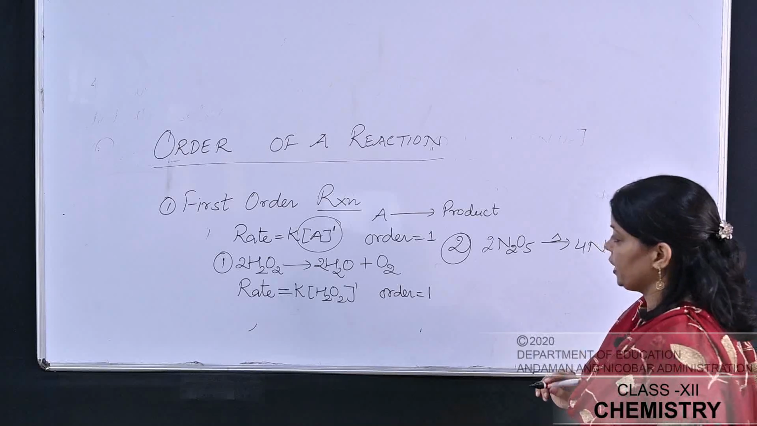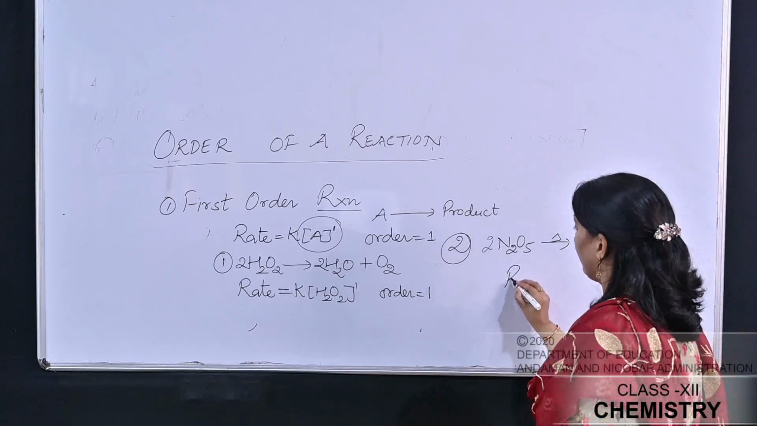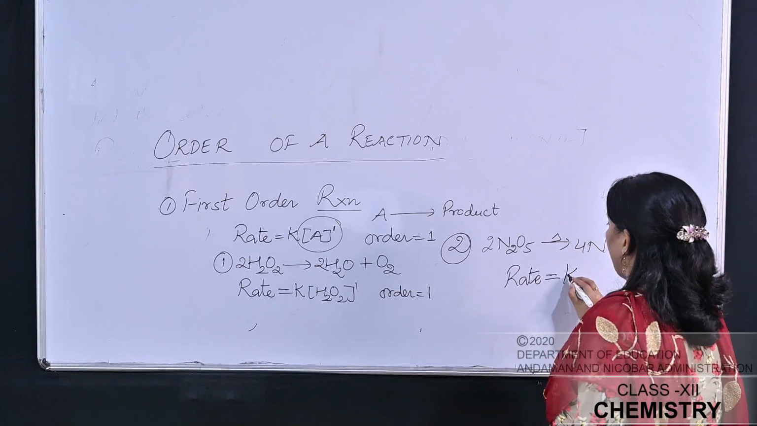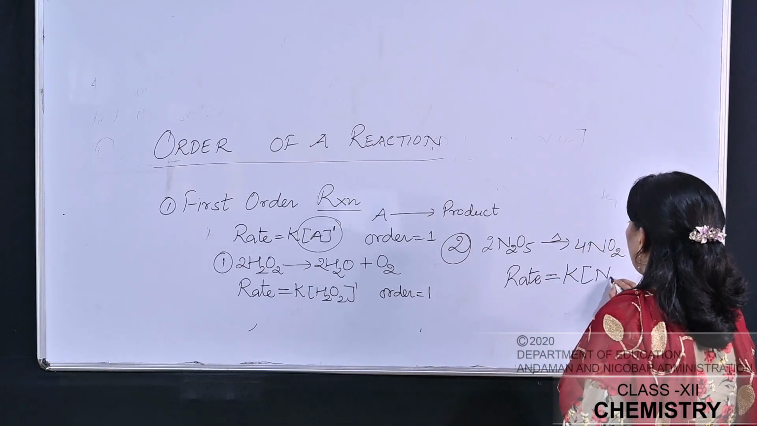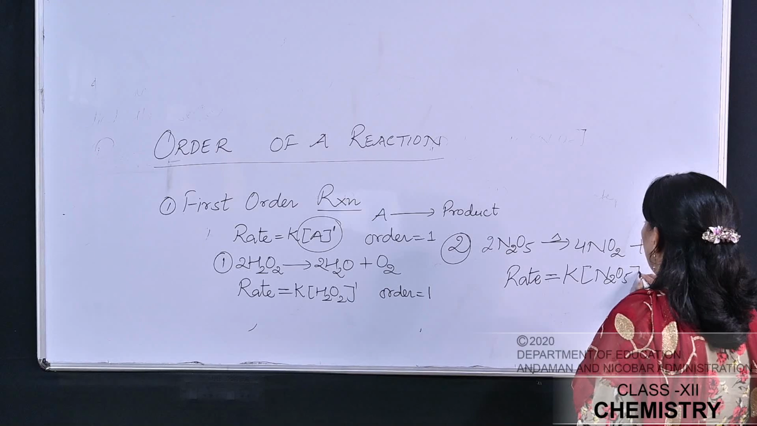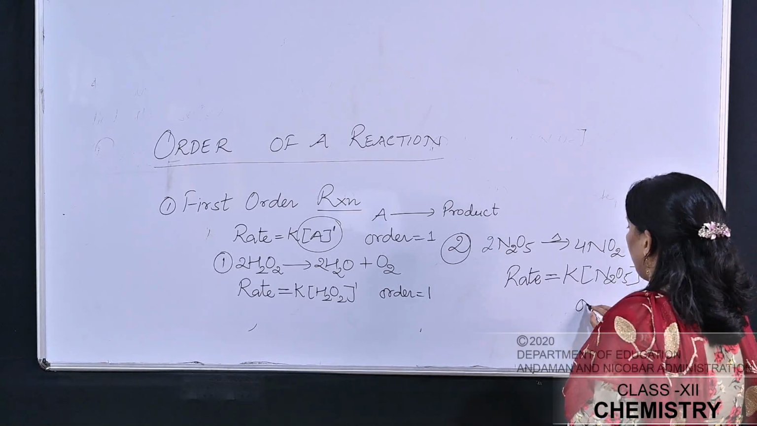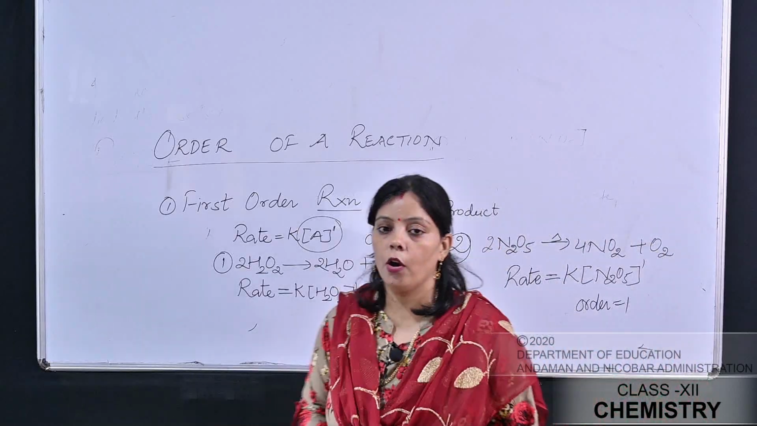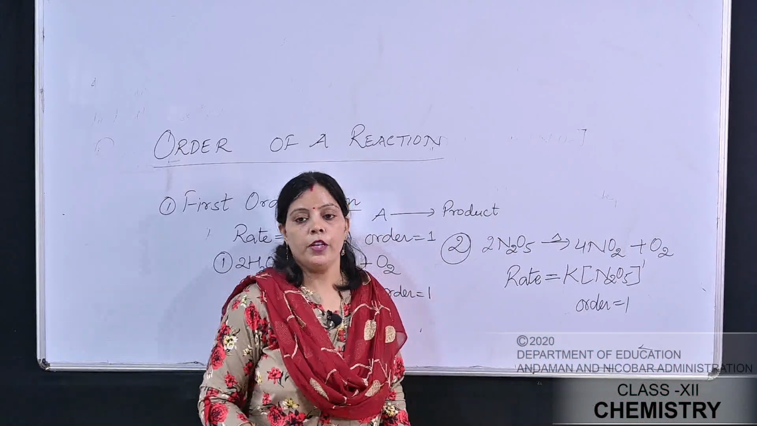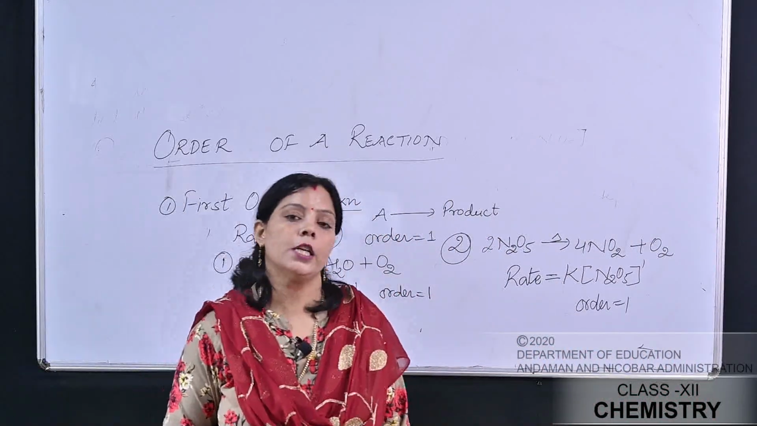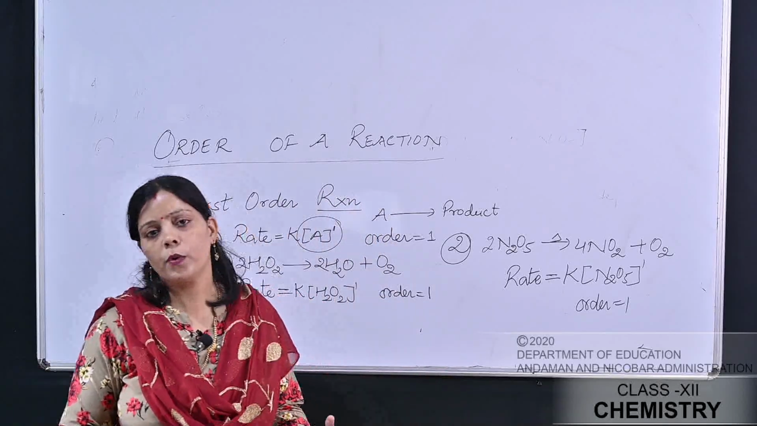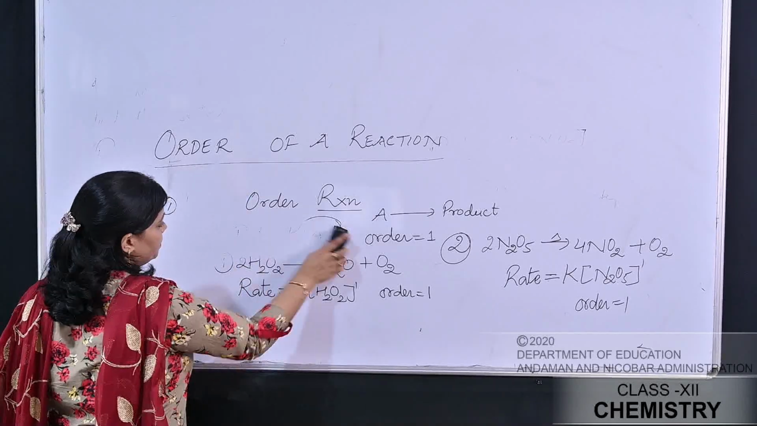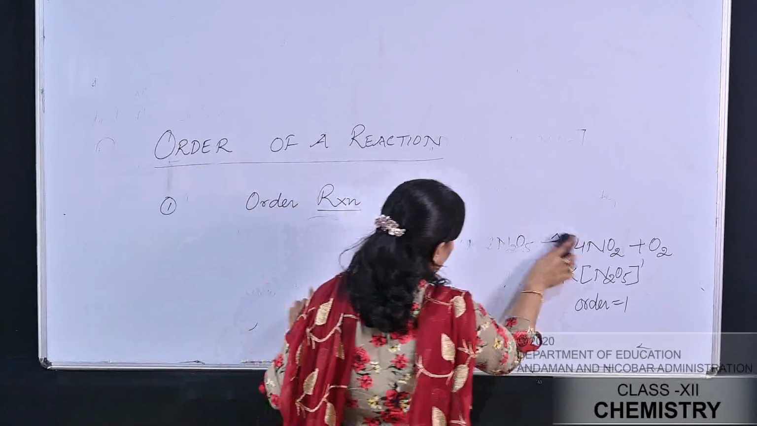From the experimental studies it is found that the rate is equal to the rate constant times the concentration of N2O5 raised to power 1. So the order for this reaction is equal to 1. These are the examples of first order reaction in which the sum of powers of the concentration terms in the rate law expression is equal to 1. Second is the second order reaction. After that we come to the second order reaction.